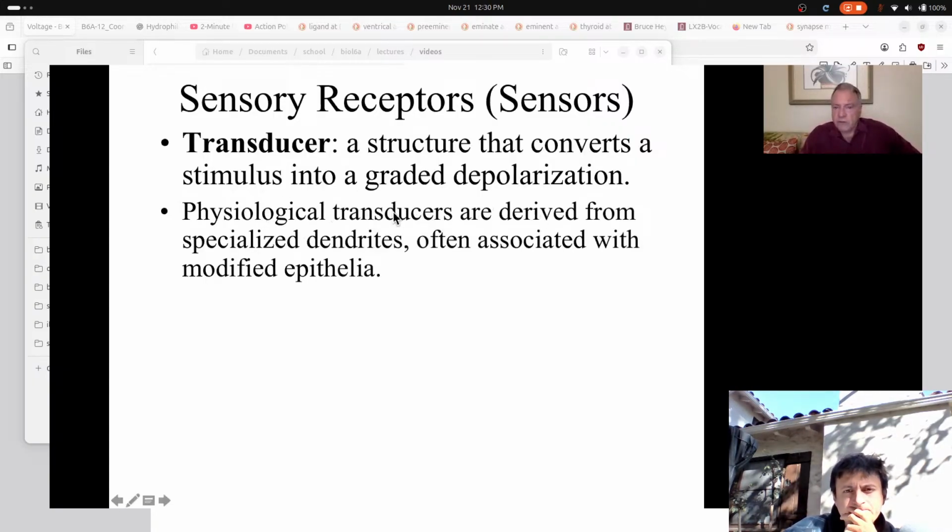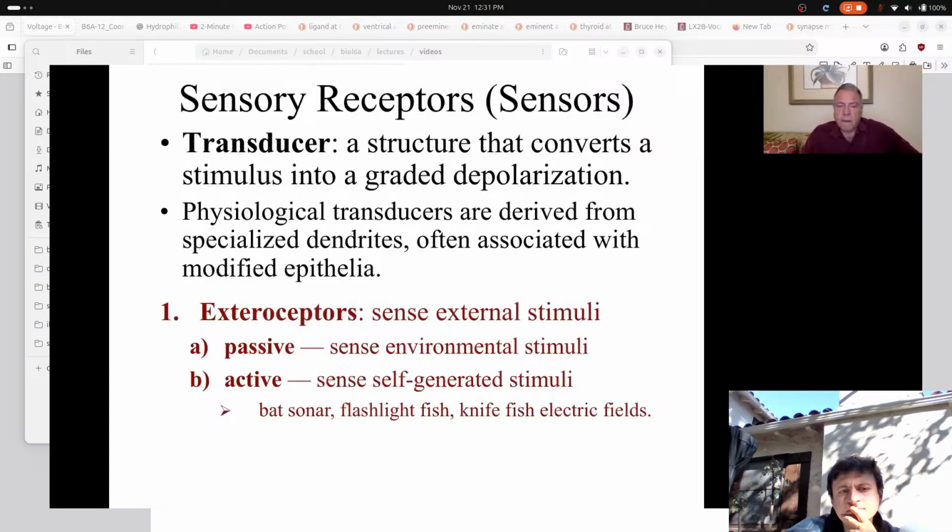So physiological transducers are usually derived from specialized dendrites, often associated with modified epithelia. So either it's the dendrites themselves or the association of dendrites with special epithelia that create these physiological transducers, these structures that can somehow take the presence of a physical stimulus and create a generator potential. And we have various mechanisms of categorizing these types of transducers. So exteroceptors are external receptors. They're responding to stimuli from outside the body.